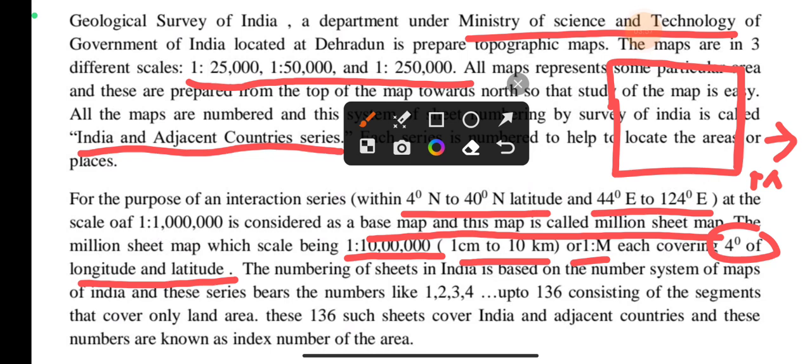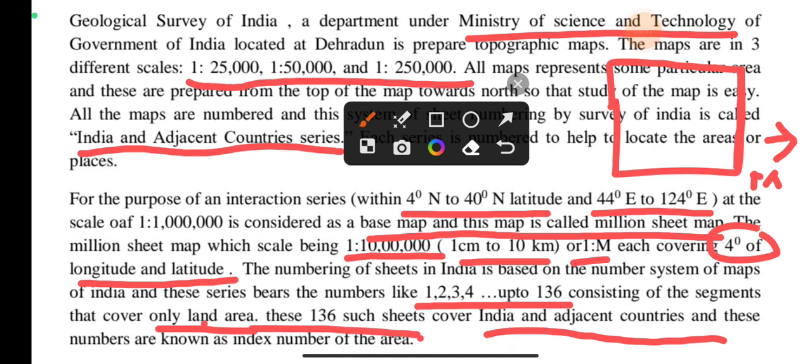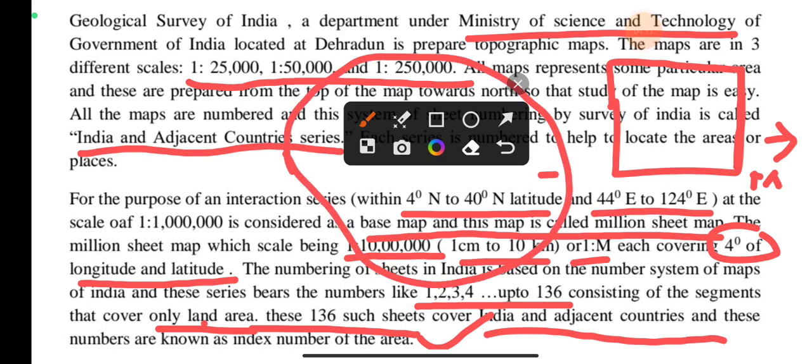The numbering of sheets in India is based on the numbering system of maps of India, and this series bears numbers like 1, 2, 3, 4 up to 136, consisting of the segments that cover only land area. These 136 sheets cover India and adjacent countries, and these numbers are known as index numbers of the area. So just to cover the land area of India, we have 136 million sheets in total.